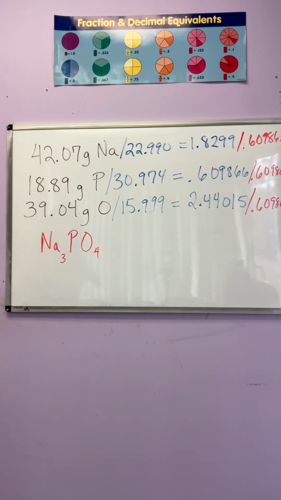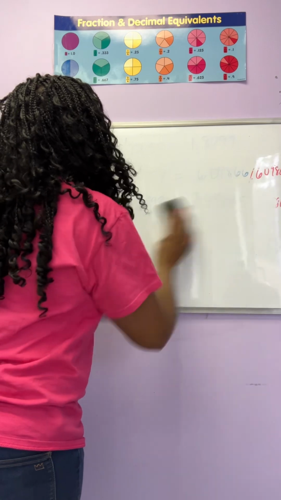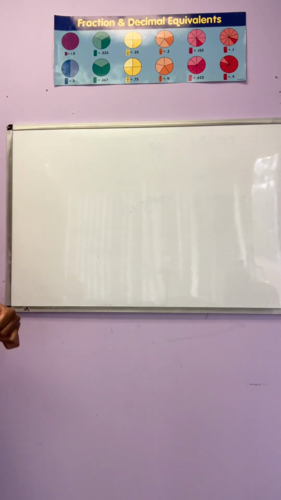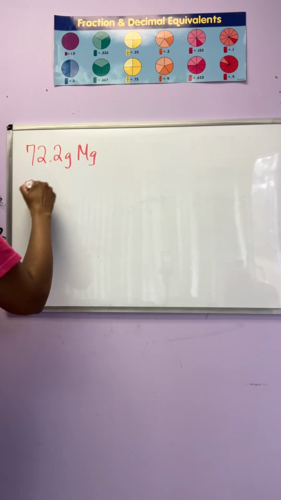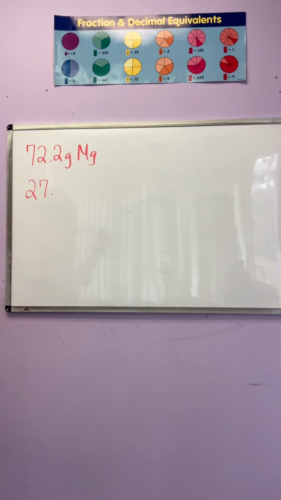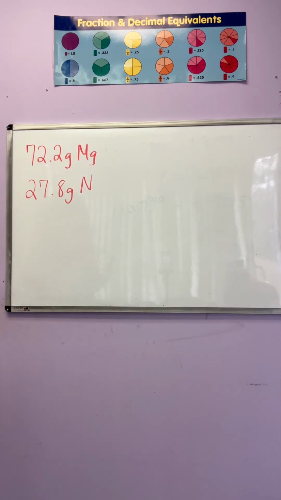All right, now let's try another one. Let's say that we are told that we have 72.2 grams of magnesium and 27.8 grams of nitrogen, and we are asked to find the empirical formula.